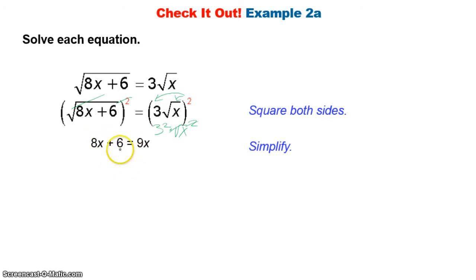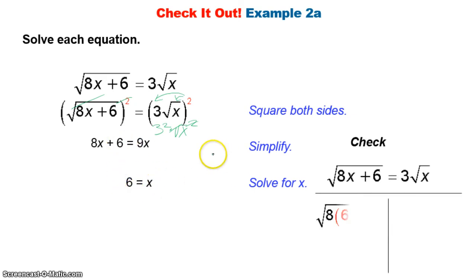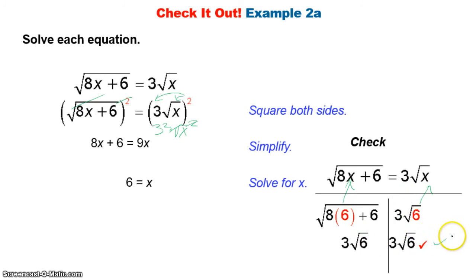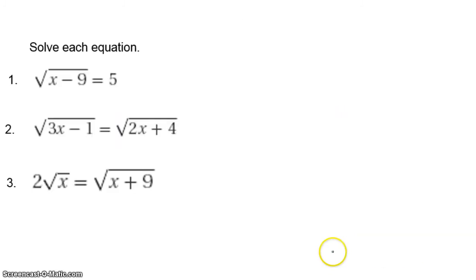Now you don't really have a choice. You're going to move your 8x over, and that would leave you with 1x here and 6, and you've got your x. Do your check one more time. Come over here and sub that in to the x, and you sub it in on both sides. And so we would get 3 square root of 6 over here. And over here we would get 3 square root of 6, and so they check.